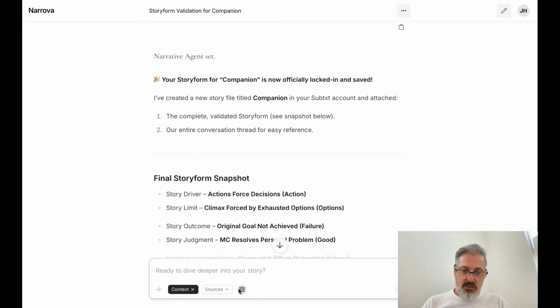And then what happens is, down here at the bottom, you get this little atomic symbol. That is your key that a story form has been set. Now the rest of the conversation will be in the context of that story form. You can still brainstorm and do other stuff, but it's always going to try and pull it back to the story form.